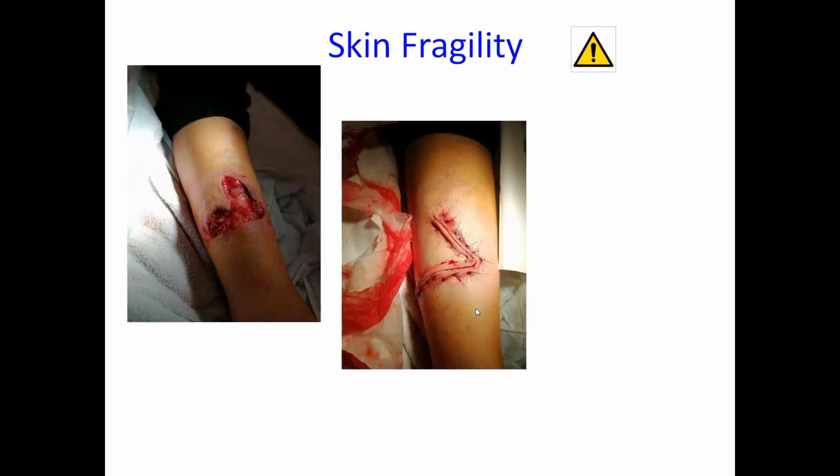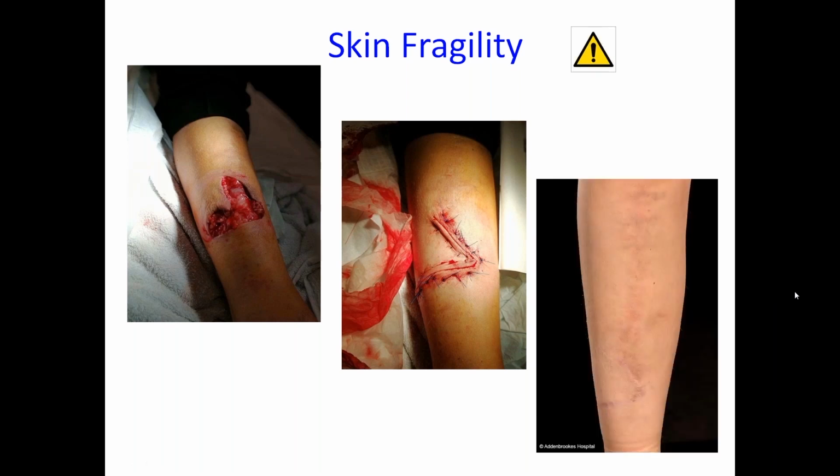So this is a child that had an injury to his leg, and he's kindly let me show these photographs. And you can see, because of the skin fragility, the wound separates apart quite quickly and easily. And this therefore causes quite a retraction of the wound, which is quite deep. Then it's been sutured up, and we'll come to suturing it towards the end of the talk.